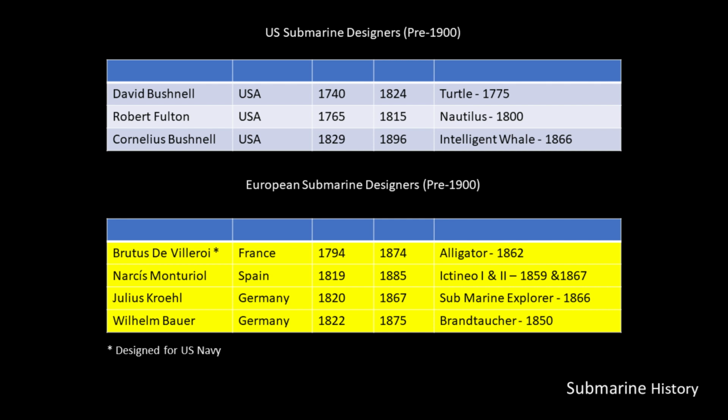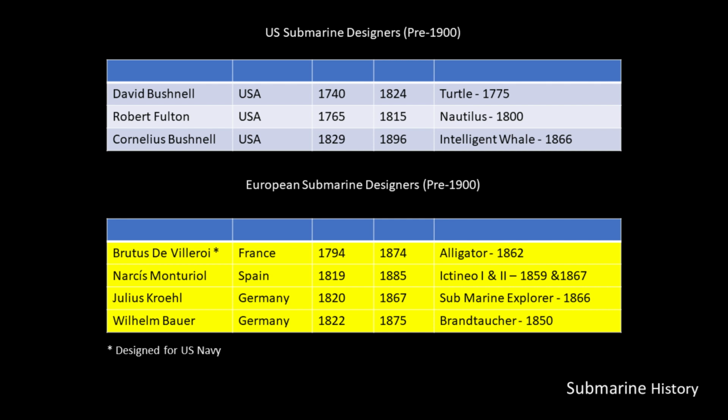After Fulton, it's about 60 years before the Union and the Confederacy each look to submarines for their own purposes. You can see that Cornelius Bushnell, and I'm not sure if he's related to David, but he was actively building submarines in the U.S. around the same time as those Europeans listed. De Villeroy, while he did do some submarine design work in Europe, his big contribution was designing Alligator for the Union Navy while he was in the U.S. Monturio and Kroll, they developed non-military submarines that were more like diving bells, very sophisticated for their time. Monturio even incorporated air-independent propulsion for use submerged in one of his designs.